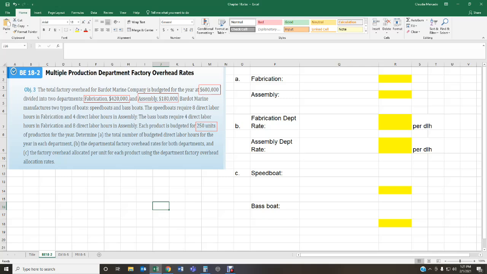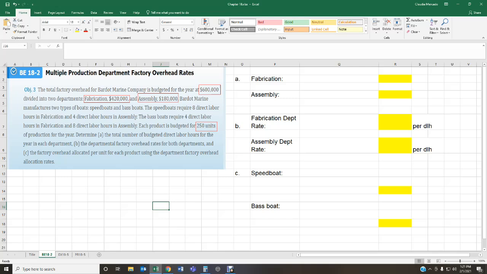Determine, letter A, the total number of budgeted direct labor hours for the year in each department. B, the departmental factory overhead rates for both departments. And C, the factory overhead allocated per unit for each product using the department factory overhead allocation rates.